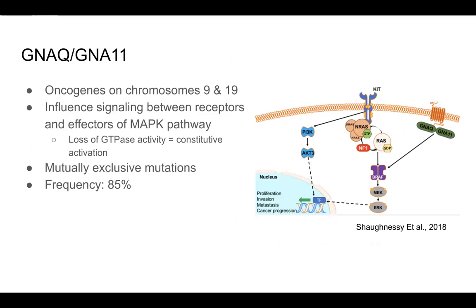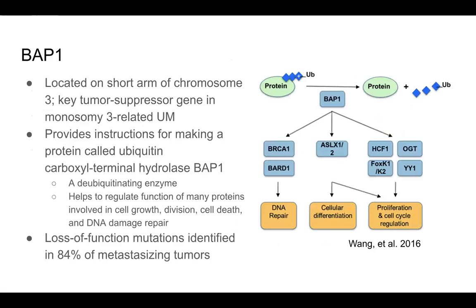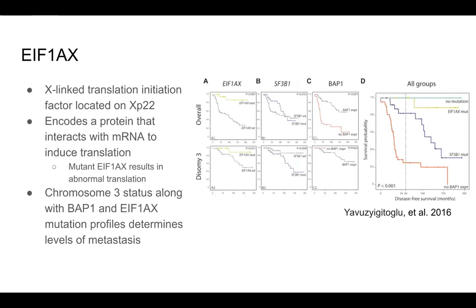effectively causing cancer. BAP1 is a tumor suppressor gene located on the short arm of chromosome 3 and encodes a protein called ubiquitin carboxyl hydrolase BAP1. The function of this enzyme helps to regulate several cellular processes, including cell growth, cell division, cell death, and DNA damage repair. Uveal melanomas at a high risk of metastasizing usually lack a chromosome 3 homolog, associated with loss of function mutations in the BAP1 gene.